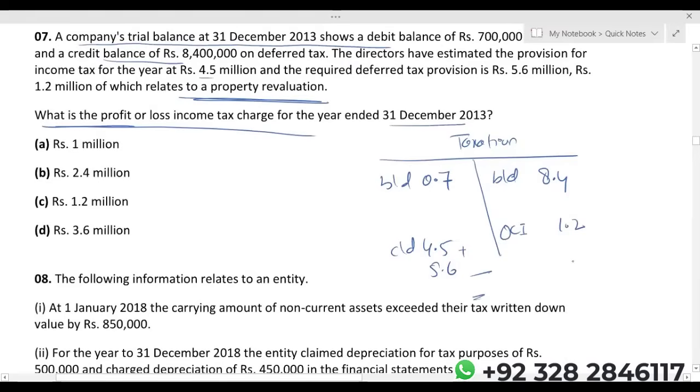So let's see the balancing figure which you have to show in the P&L. 0.7 plus 4.5 plus 5.6, I'm getting 10.8. The P&L figure is 1.2 less. We have already discussed that when a deferred tax liability arises from revaluation surplus, it will be charged to revaluation.